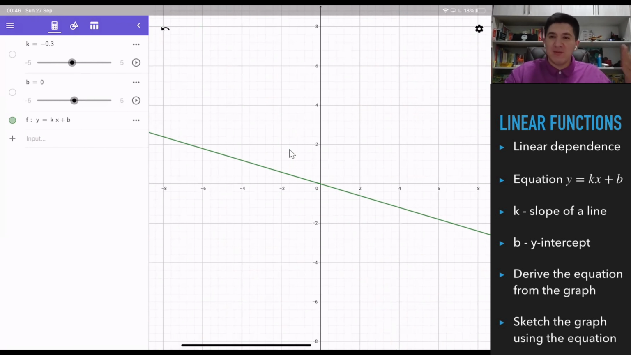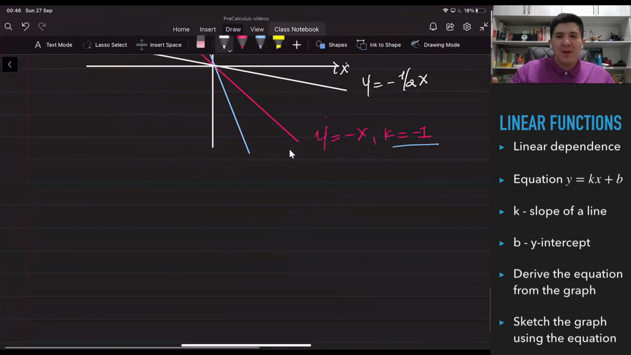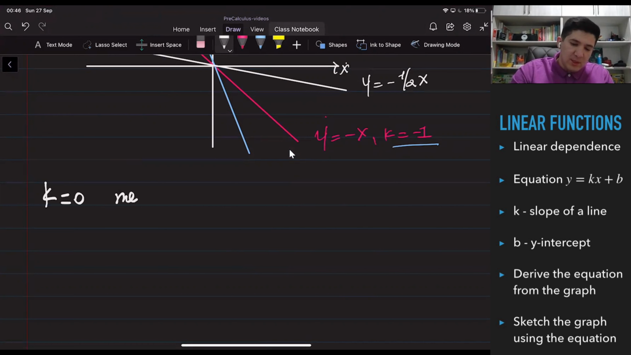So k basically defines the slope. The greater the value of k, the more vertical the line is. Whenever k is equal to 0, it's a horizontal line. K equal to 0 means a horizontal line. This should help you understand how k relates to your line. So just remember that k equal to 0 is a horizontal line.